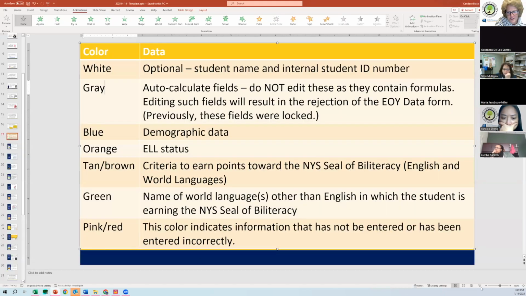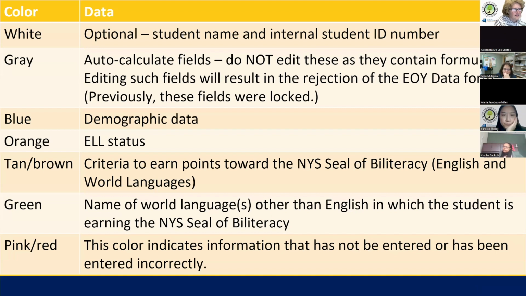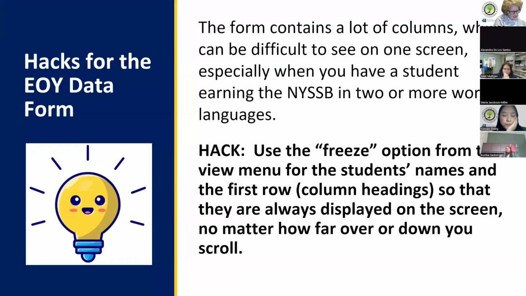Okay, so we've gone over the color coding. Let us dive into both the hacks as well as the changes. One of the pieces of feedback we've gotten from schools is that the form is quite wide. It contains a lot of columns. And for most students, you're only going to use the first set of columns for earning the seal in English and one other world language.